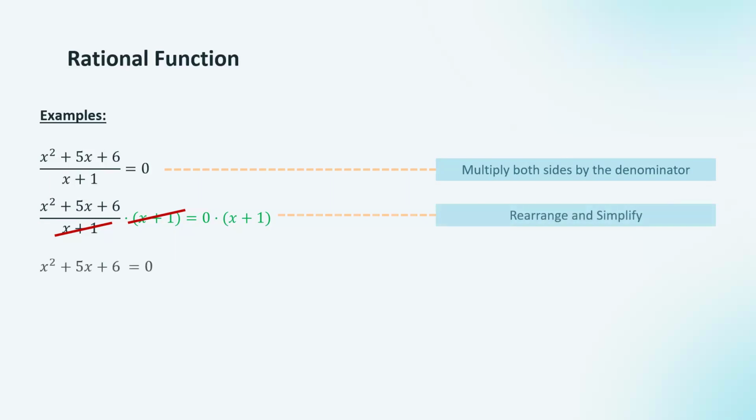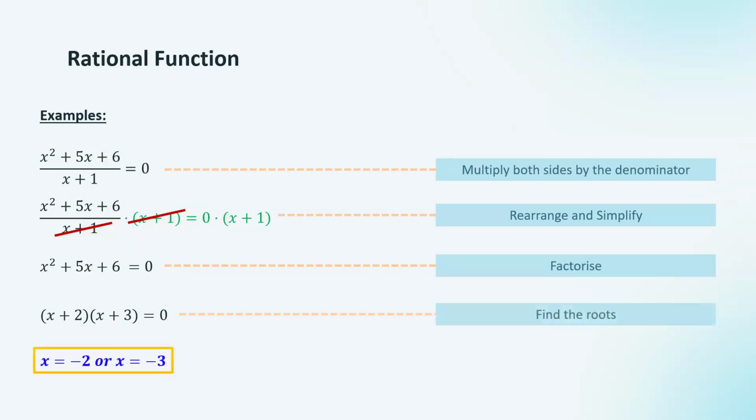So if we rearrange it, it's going to look like this. And remember that 0 times x plus 1 is also going to be 0. Any number times 0 should be 0. So in the end, we have a simple quadratic equation, and we can solve this with the method that we learned earlier. We can factorize this, and we get x plus 2 times x plus 3 equals 0, and we get x equals negative 2, or x equals negative 3.